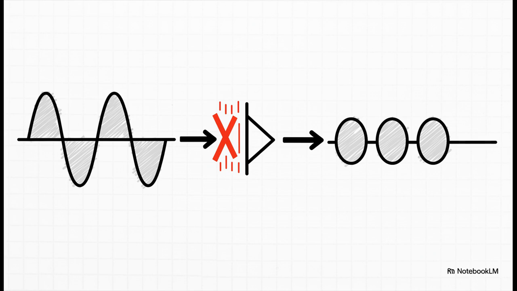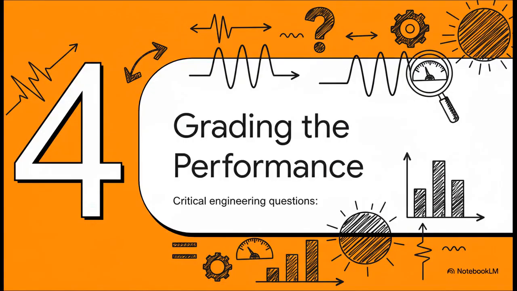Instead, it's just this series of positive bumps with these big empty gaps in between. So we did it. We made a form of DC. Mission accomplished, right? Well, not so fast. Now we have to ask the really important engineering questions. How good is this pulsating DC really? And how efficient were we in making it?